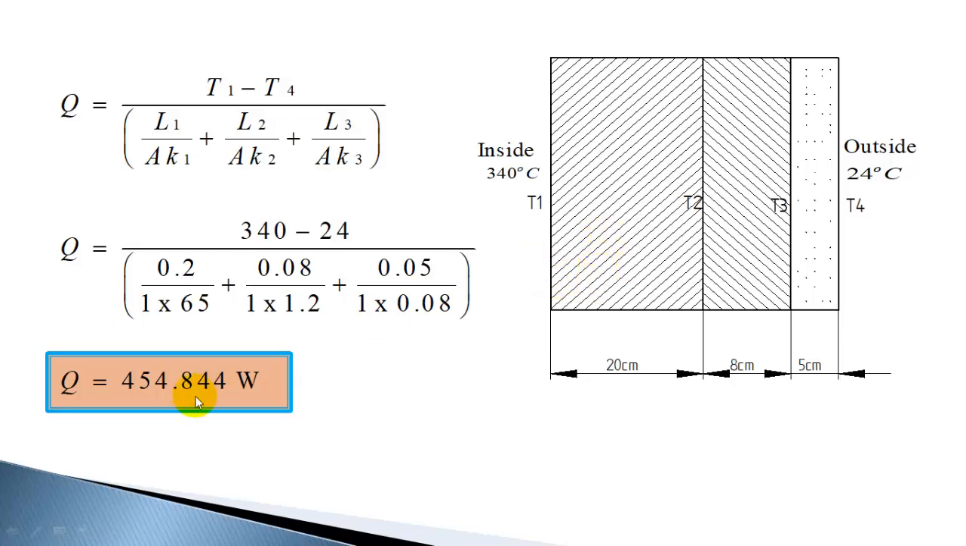Per meter square area, the wall permits 454.844 watts. So every second per unit area of this composite wall will permit 454.844 joules. If you have to find out the heat flow for a longer period of time, that is for 1 hour, you should multiply with the time period, that is 3600 seconds. That will give the heat flow permitted by this composite wall in 1 hour.